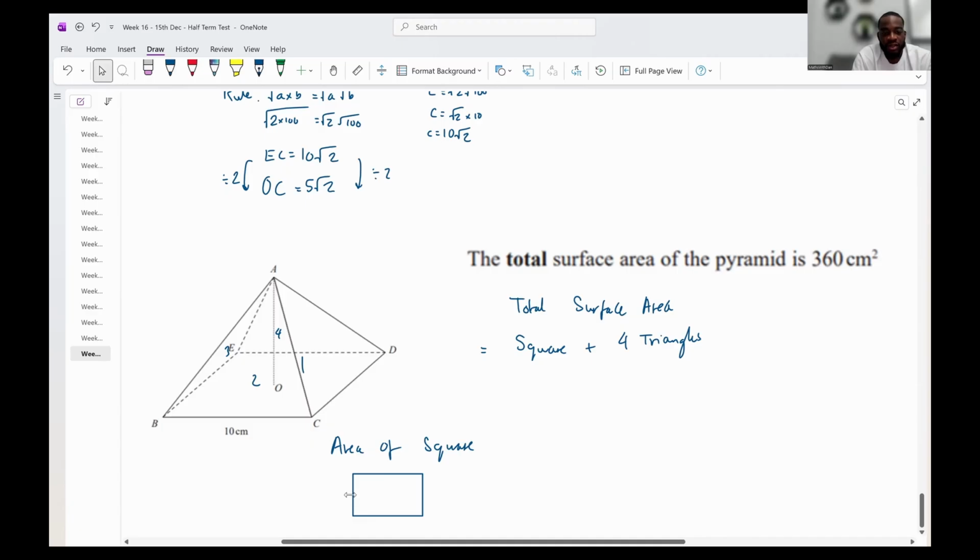What I'll do, let me just bring this in. Okay, that looks more like a square now, doesn't it? So now we can say that this is just going to be 10 and 10. The area is just going to be 10 times 10, which is 100, right? The area of the square is 100 centimeters squared.